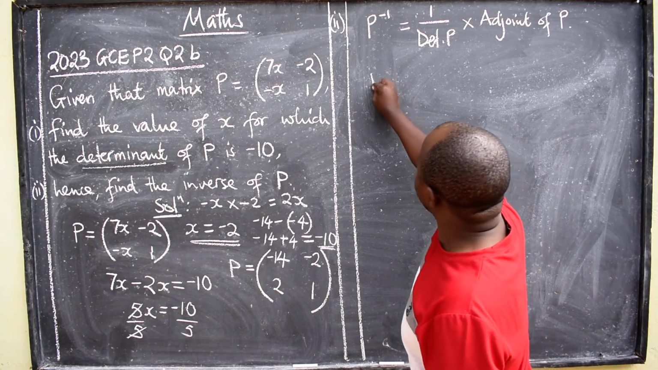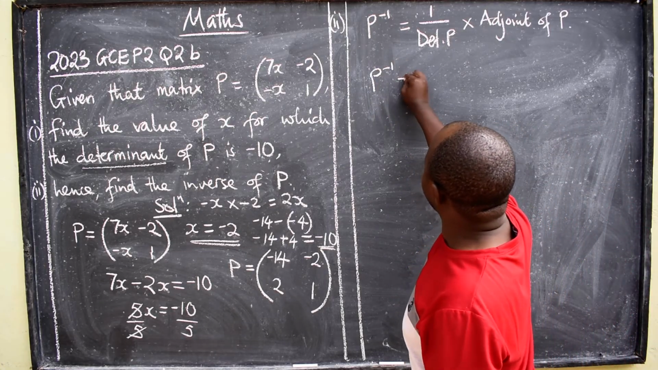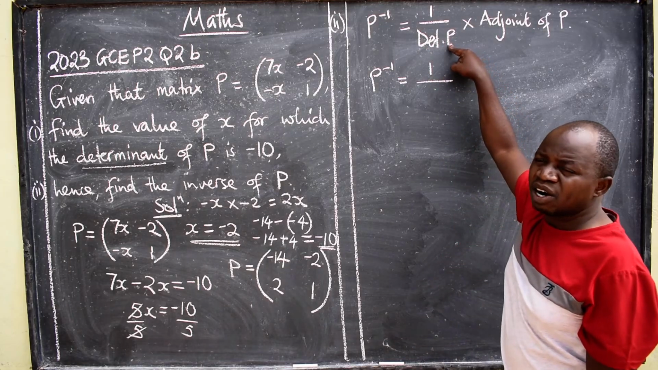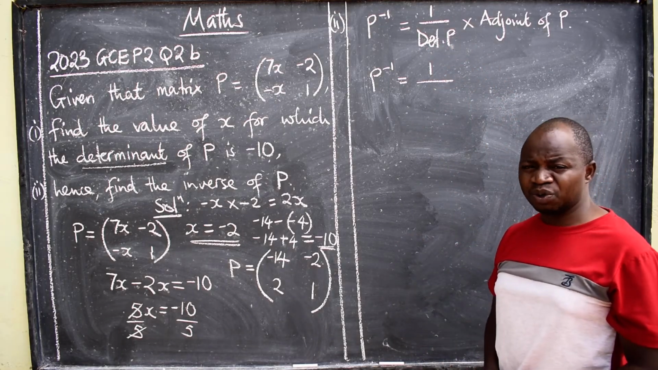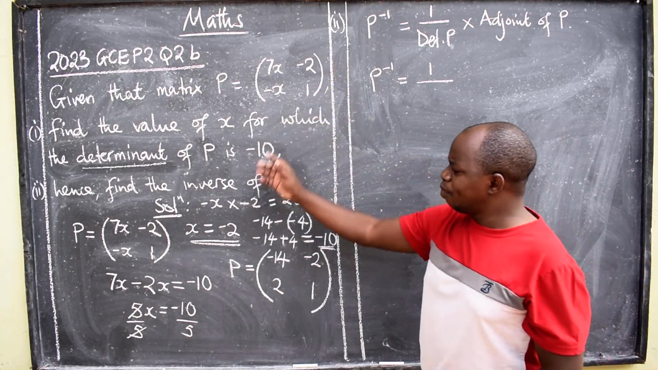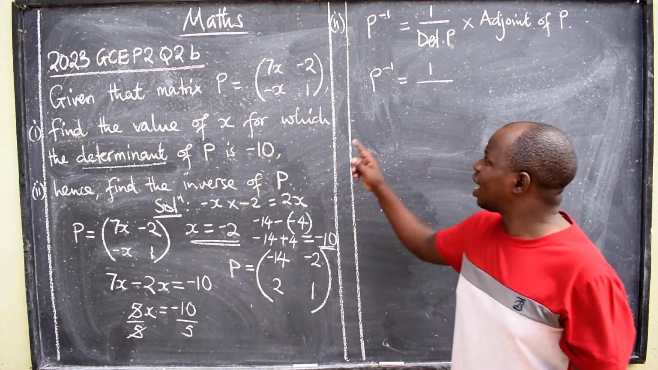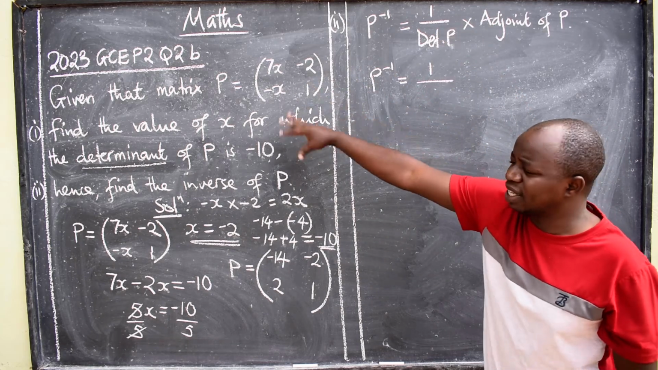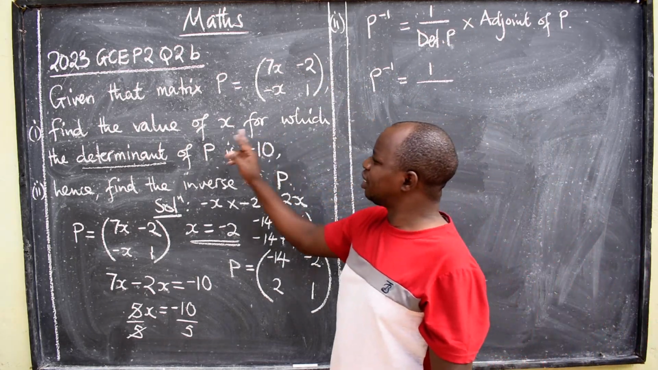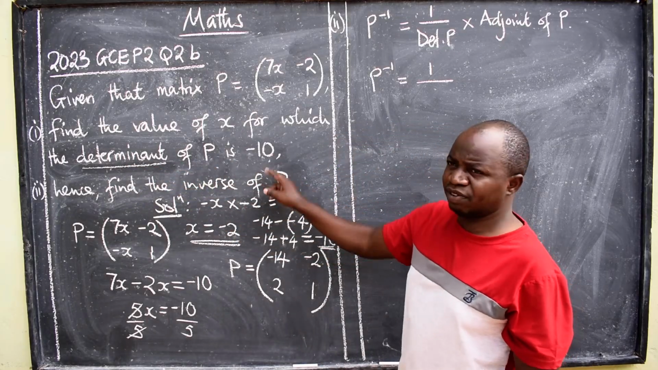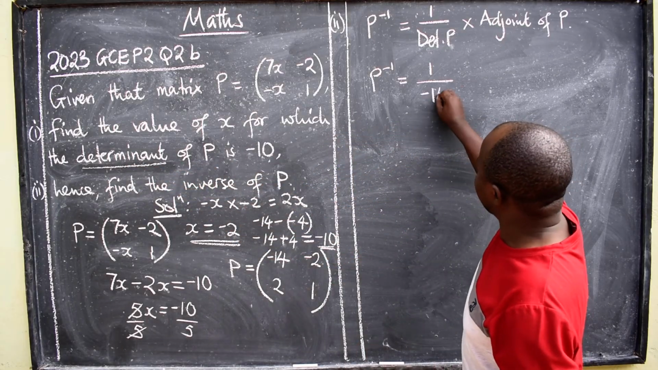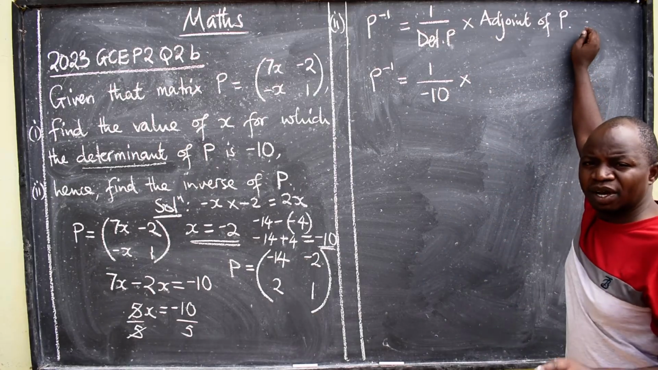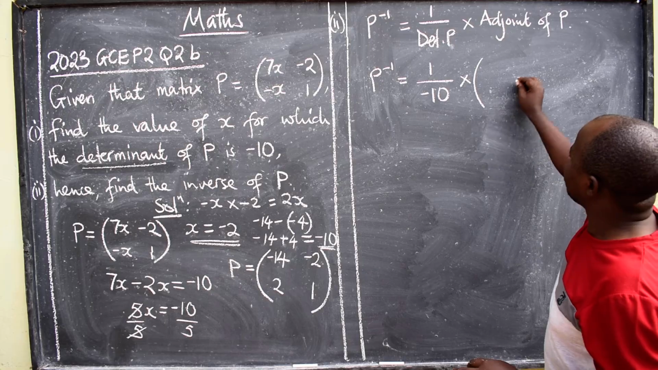So next you are going to say inverse of P will be equal to 1 over, what is the determinant of P? This is where some students make mistakes. You will be able to get -2 and substitute here. Please understand, it's determinant. Read the question. They are saying for which the determinant of P is -10. So the determinant is -10 there. Times adjoint of P. The question is, how do you find adjoint?